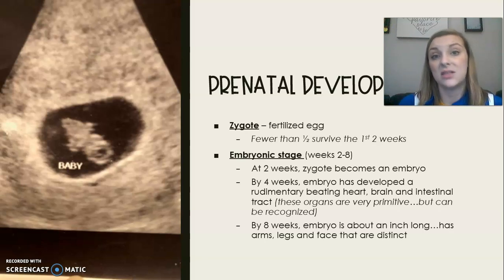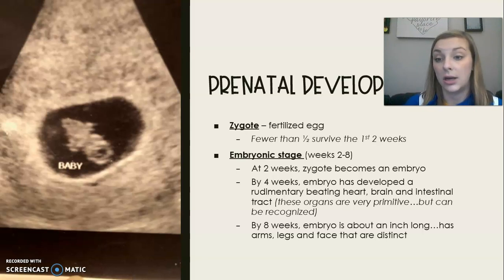And by 4 weeks, the embryo has developed a rudimentary heart, brain, and intestinal tract. They're very primitive, but they can be seen and distinguished. And in fact, at that 4-week stage is about the very first time that on an ultrasound you can see a heartbeat. By 8 weeks, which is this picture over here, this is actually Bailey, my second baby. By 8 weeks, the embryo is about an inch long, has arms and legs, and they're pretty distinct.